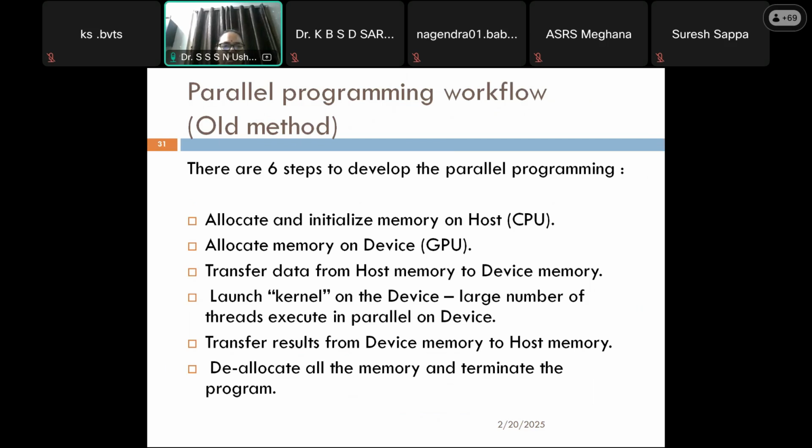Allocate and initialize memory on the host, the CPU. Then allocate the memory on the device unit. Whenever I say device, that is the GPU. We allocate memory because to do the computation, we first need to initialize the values. For example, to do a computation like c = a + b, first of all, what do we do in C programming? We just create int a, b, right?